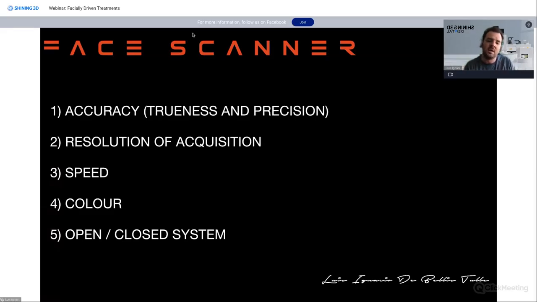Because remember that the OBJ file is nothing more than an STL file with that JPG file smashed over it. It's different from PLY files. They work differently regarding color. And then what you have to take into account, obviously, is whether they are open or closed systems. Nowadays, most of these devices are open systems, so we can move around between different software.